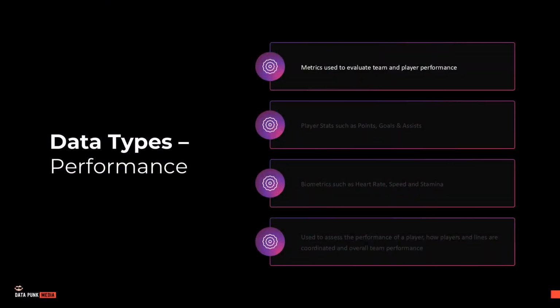This data focuses on individual athlete metrics. Think player stats like points, goals, and assists, as well as biometrics such as heart rate, speed, and stamina. For example, a coach might use performance data to evaluate a player's conditioning and track their improvement over time, honing their strengths and addressing areas for growth.